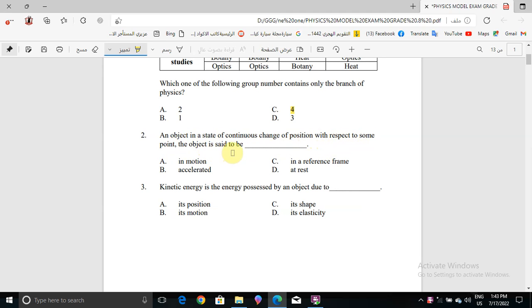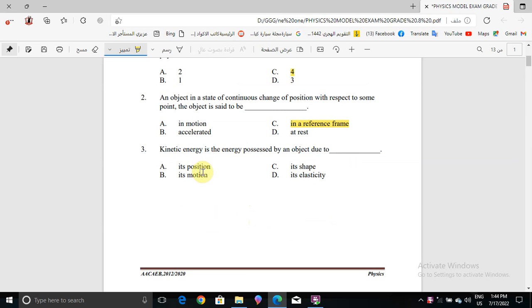Now question number 2. An object in a state of continuous change of position with respect to some point, the object is said to be what? It will be in a reference frame, right? Because it says an object in a state of continuous change of position with respect to some point. So the object is said to be in a reference frame. Okay, now question number 3. Kinetic energy is the energy possessed by an object due to what? Due to its motion. Because it says kinetic energy is energy possessed by an object due to its motion.